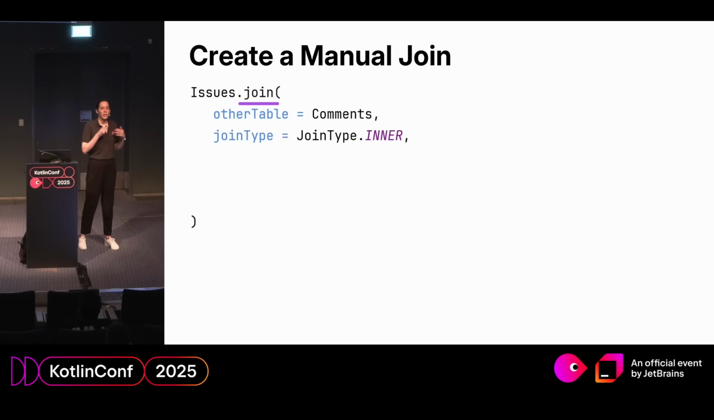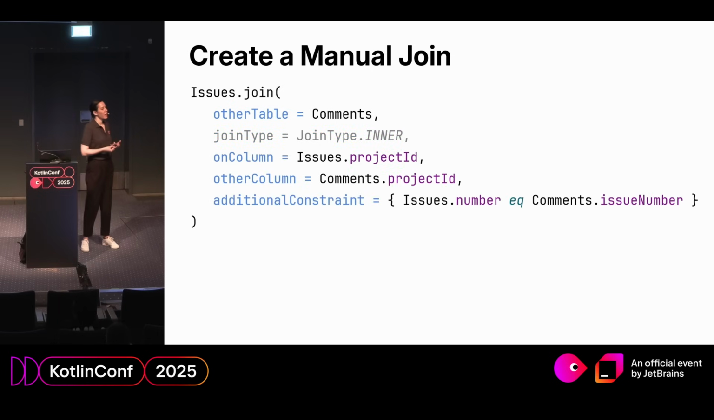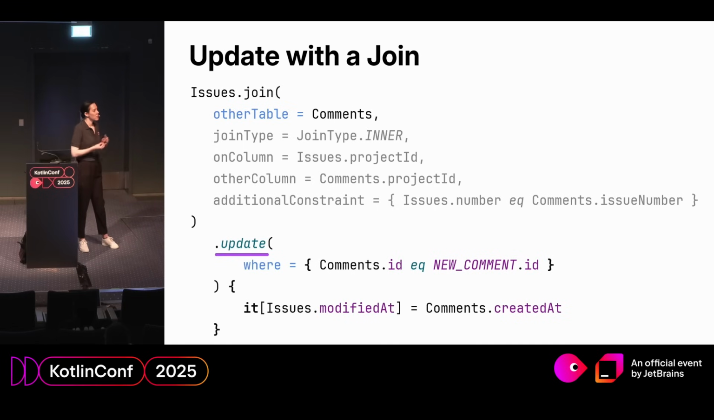Exposed allows you to both create implicit and manual joins. We're going to do a manual join here because we want to give all the details. So we call join in our table, we provide the actual type, and then we have to specify the actual columns involved in the on condition based on our foreign key constraint. And now, using that join, we can treat it like a regular table, and we can call standard updates or even deletes if we wanted. We can call updates on our joins to ensure that only the parent issue that matches and is referenced by the child comment is the one that actually is updated with the modified timestamp.